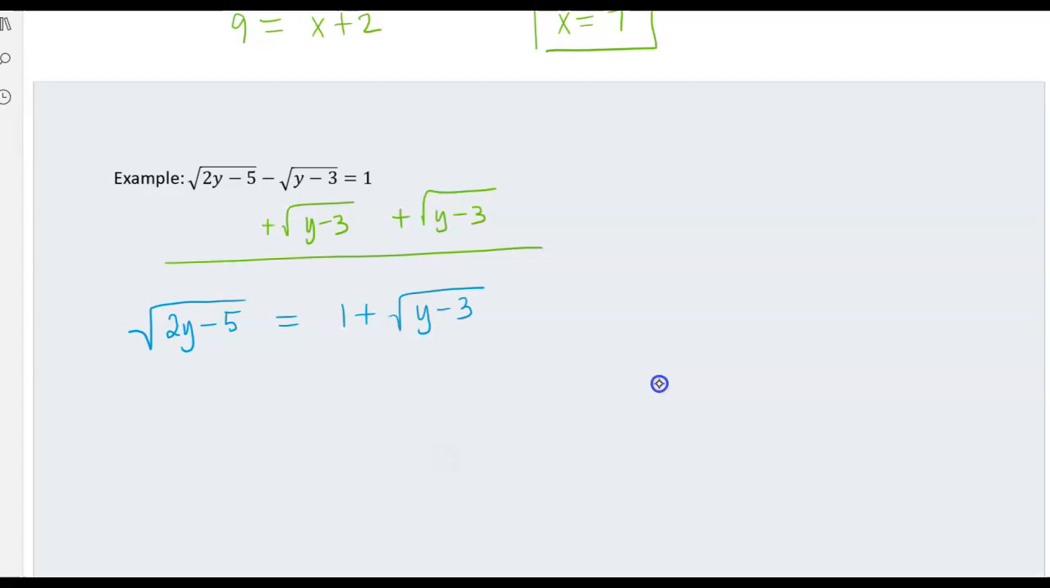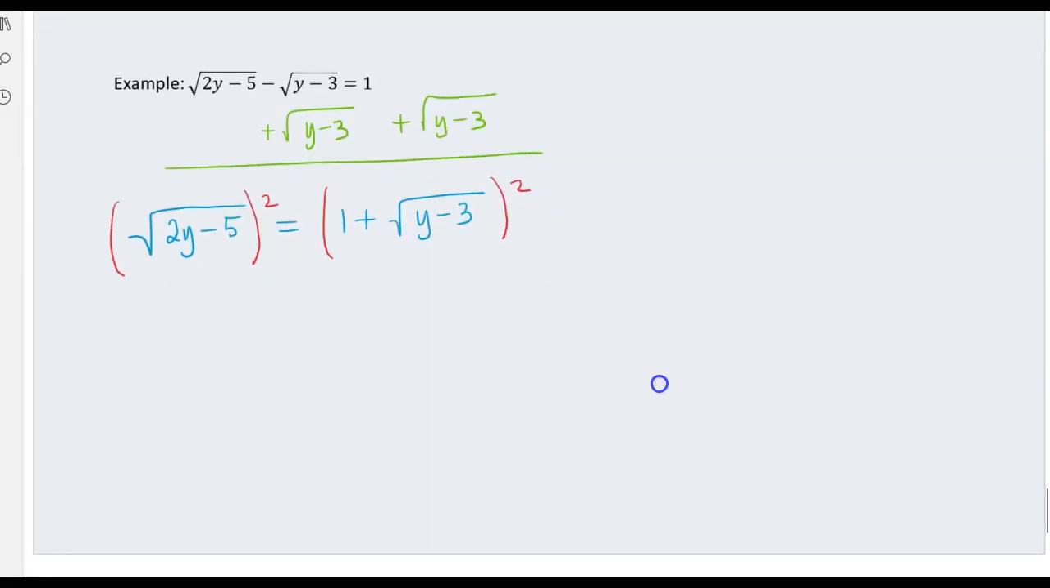I'm going to square both sides of this equation. And the left-hand side is much easier. The square root and the square symbol will cancel each other, and we just get 2y minus 5. On the right-hand side, I square the first term. 1 squared will be 1. Then I square the second term. That just removes the square root symbol. And then to get the middle term, I multiply these two things together and I double that. So this will be plus 2 times the square root of y minus 3.